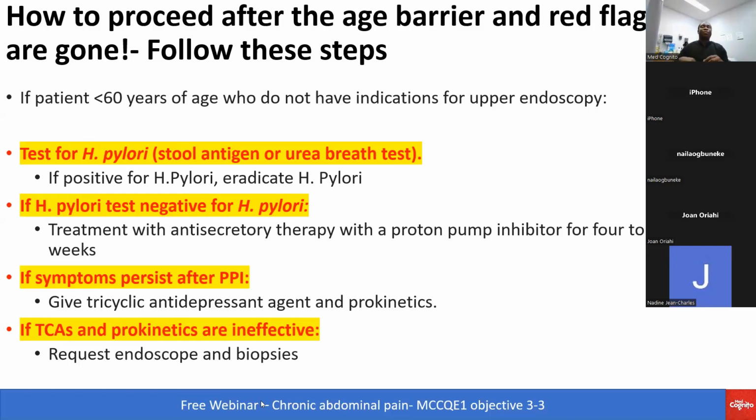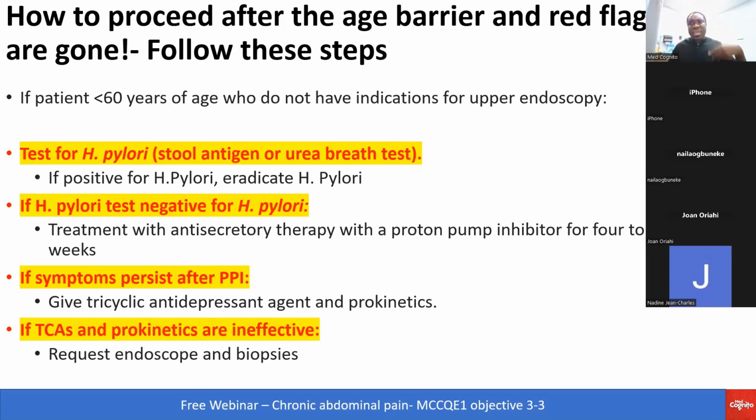Beautiful. Now, the new teaching is that we are even using more of quadruple therapy and less of the triple therapy because the organisms have become more resistant to the triple therapy. So we move on. If H. pylori testing is negative, as we said, you give your proton pump inhibitor for 4 to 8 weeks.